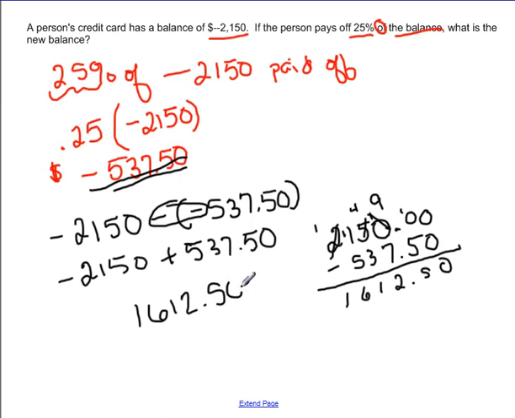$1,612.50. And remember, because the 2,150 has the largest absolute value and it was negative, this is going to be my new balance on my account. And now we've answered the question that they asked us to answer.